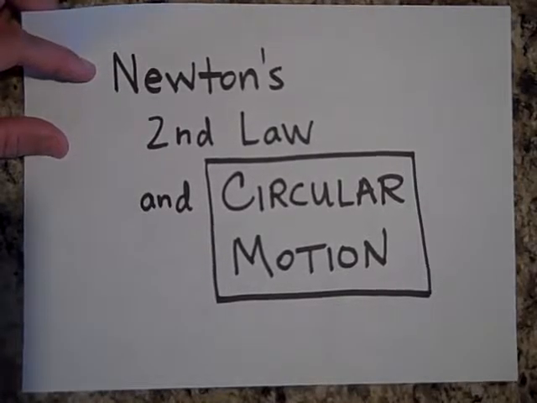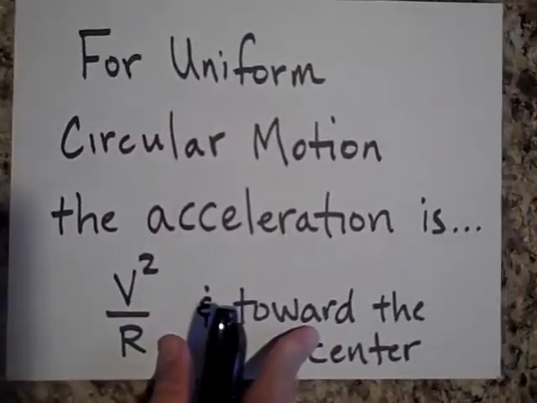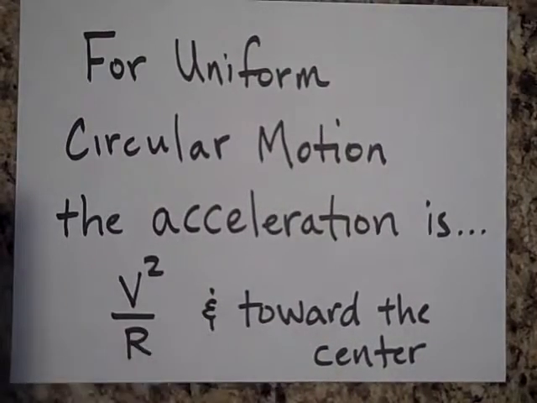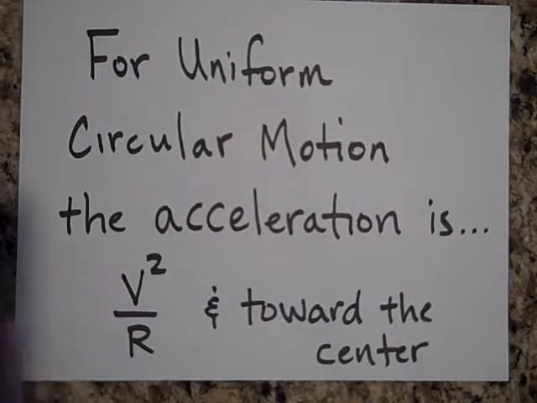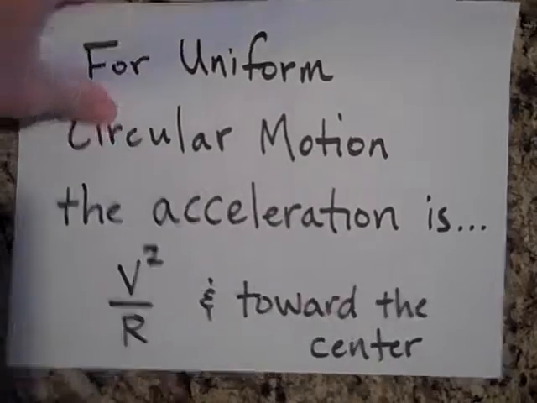Okay, the key thing to remember with circular motion problems is for uniform circular motion, the acceleration is v squared over r. The acceleration's magnitude is going to be the speed of the object moving in circular motion squared divided by the radius of the circle, and it's always toward the center. So let's see how this works.